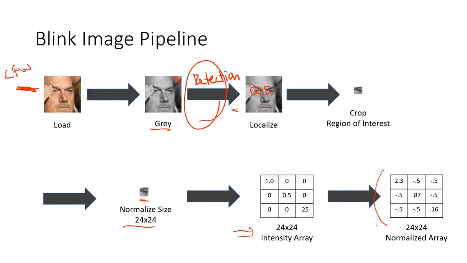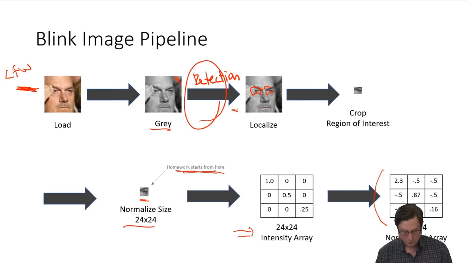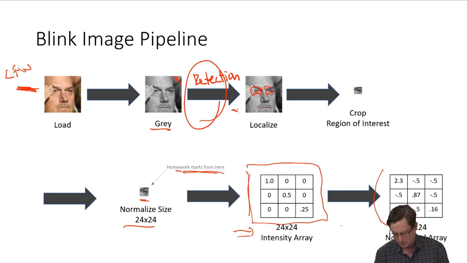I'll say that I think the homework starts from here, where you have these normalized 24 by 24 images, the framework code. I don't believe I may do this, I may not. I think there's an option in the feature engineering that I provided to either do the 255 values or to normalize it to this point. And I certainly haven't done that.